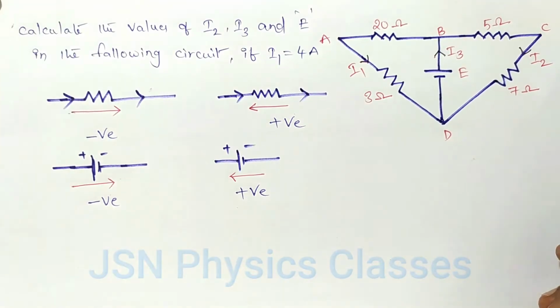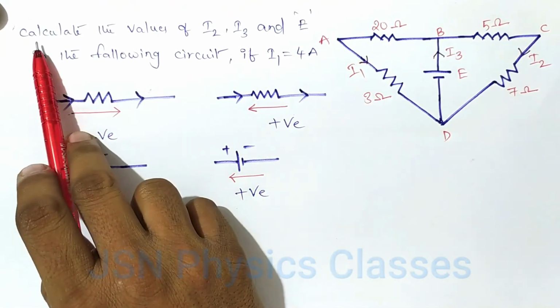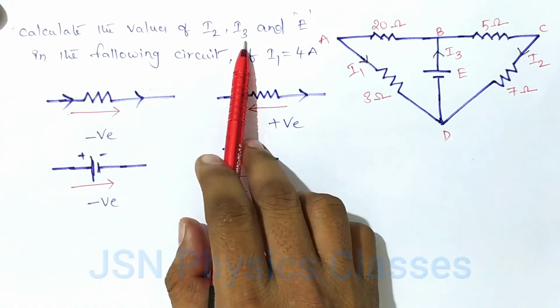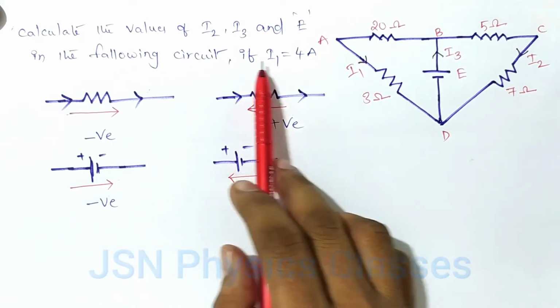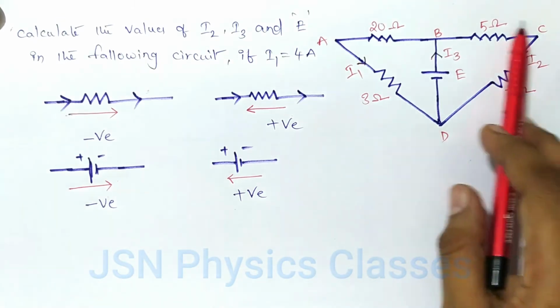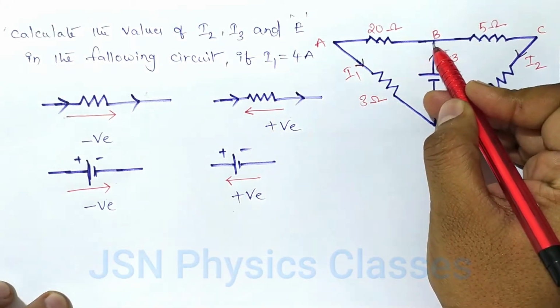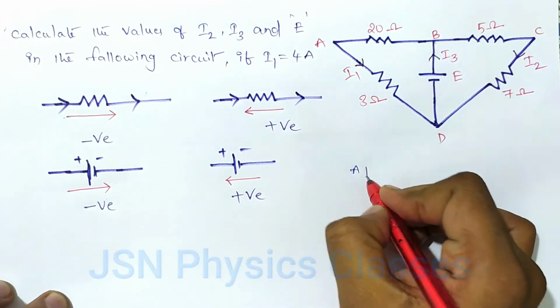Dear students, we'll solve this problem by using KCL and KVL. The problem is to calculate the values of I2, I3 and E in the following circuit if I1 is equal to 4 amperes. In this circuit, first apply KCL at junction B.